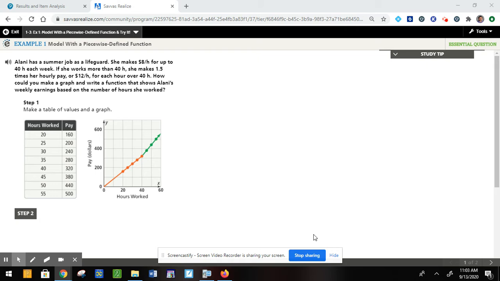So the 41st hour, she would get $12. The 42nd hour, she would get $12. But like the 38th hour she worked would still just be $8 per hour.